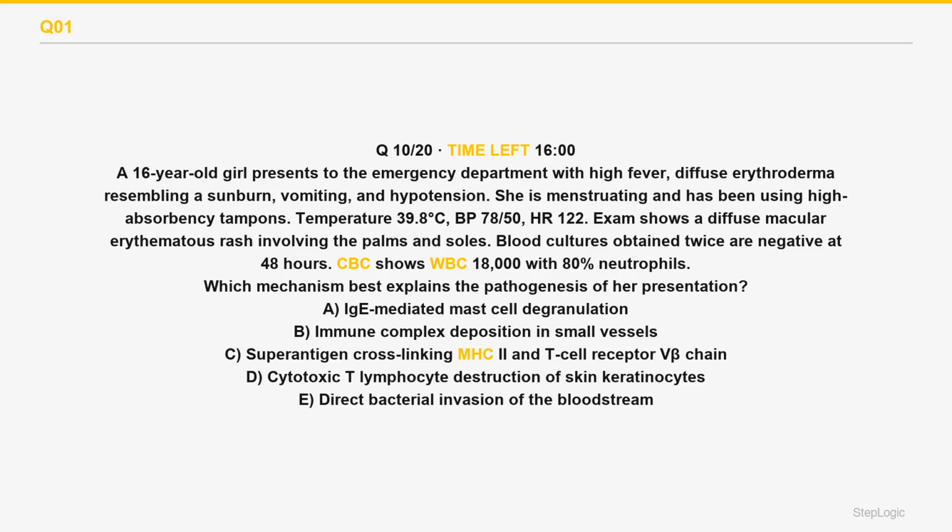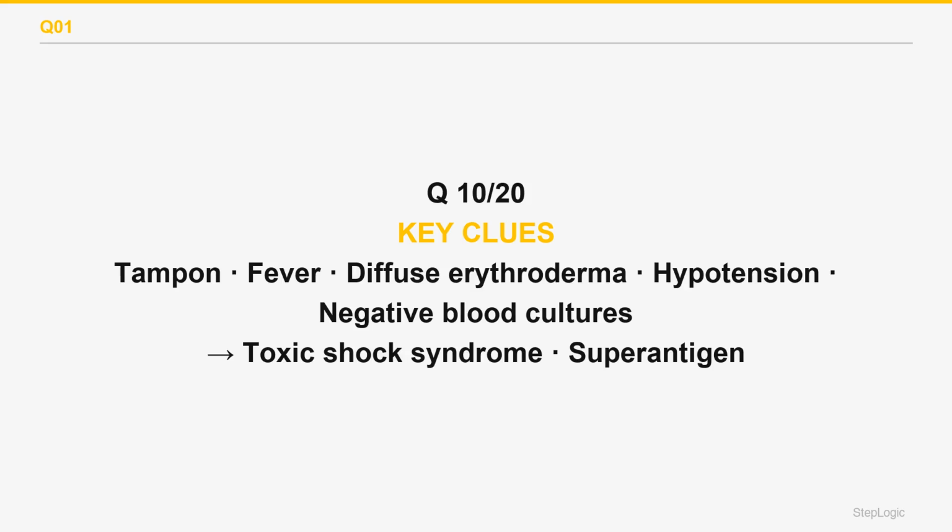Read the command. Mechanism. Tampon use, high fever, diffuse erythroderma, hypotension, negative blood cultures. Shock without bacteremia. The rash involves palms and soles. Important detail. Toxic shock syndrome, Staphylococcus aureus, producing TSST-1, a superantigen.